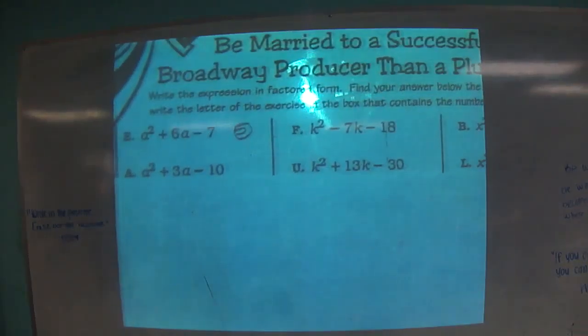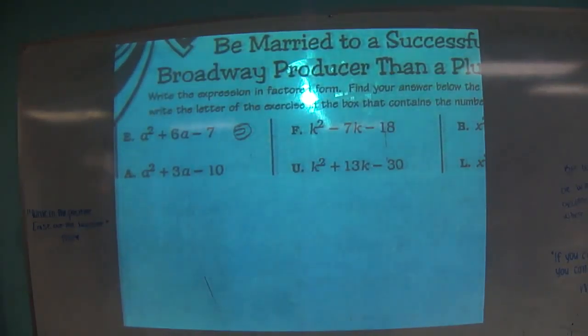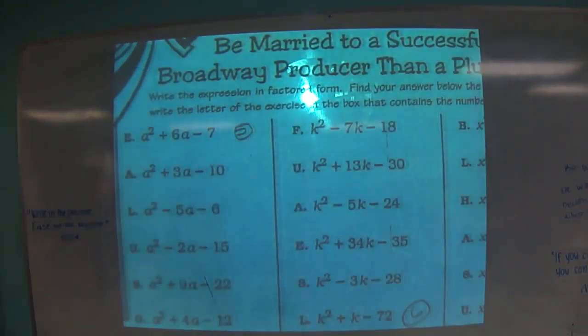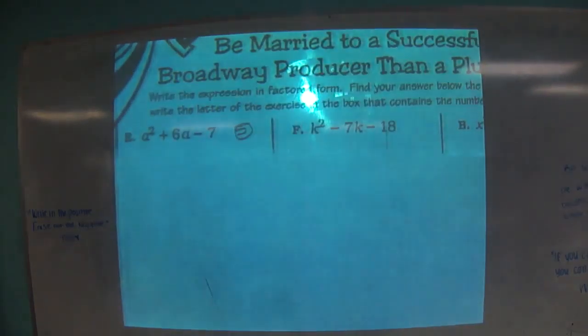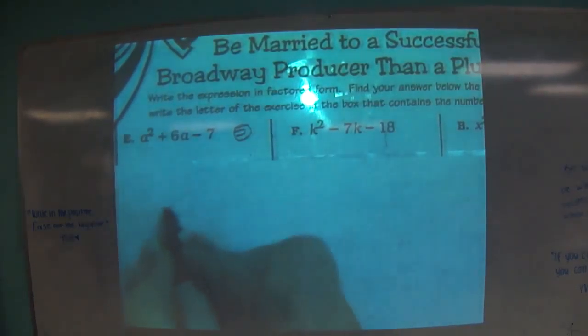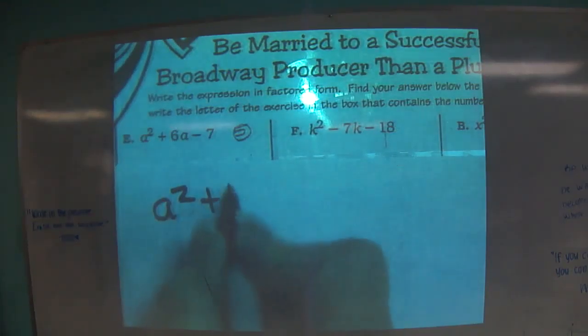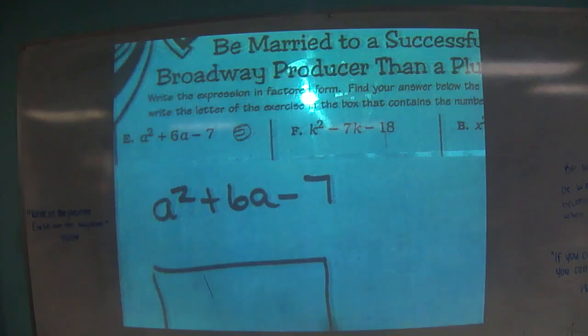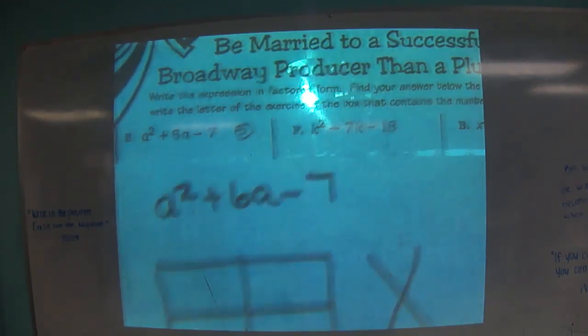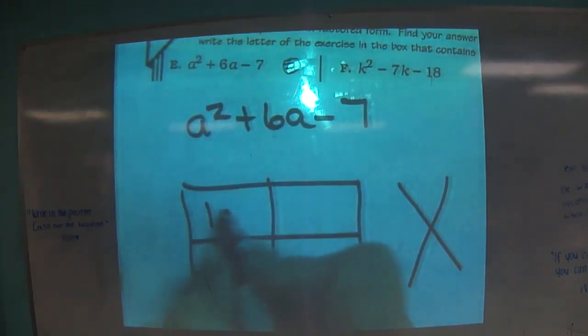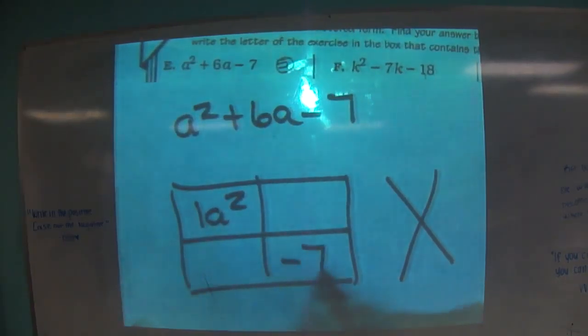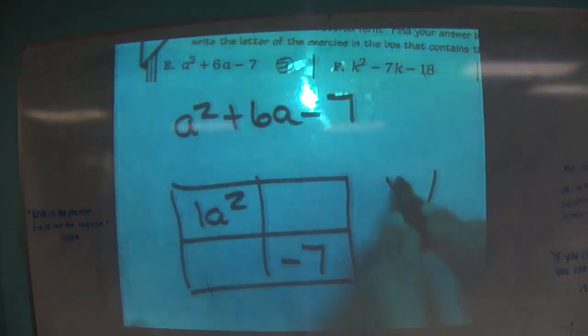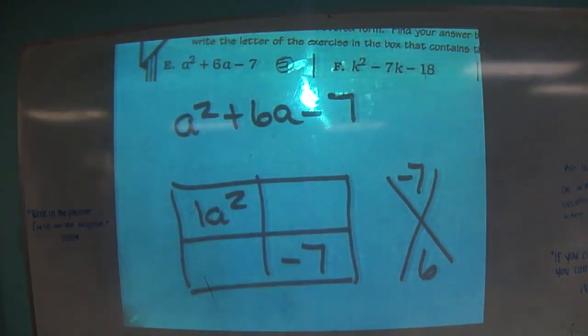So we've been doing these using the box and diamond method. So let's do one more real quick. So a squared plus 6a minus 7. So we know what the answer is. Okay, so 1a squared, negative 7, 6, and on the top goes negative 7. So what do we multiply to get negative 7 and add to get 6?